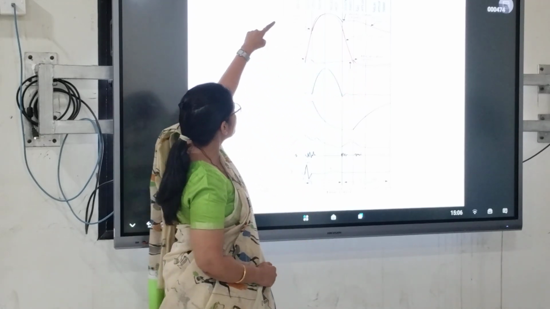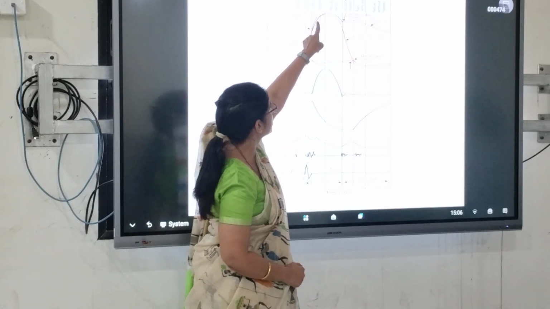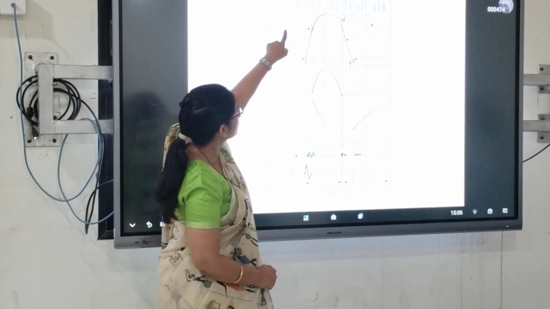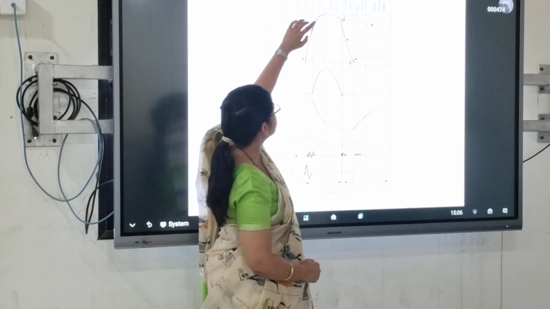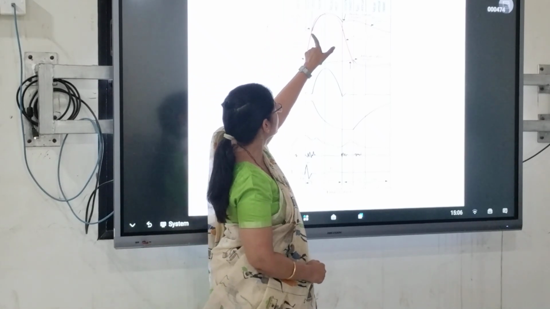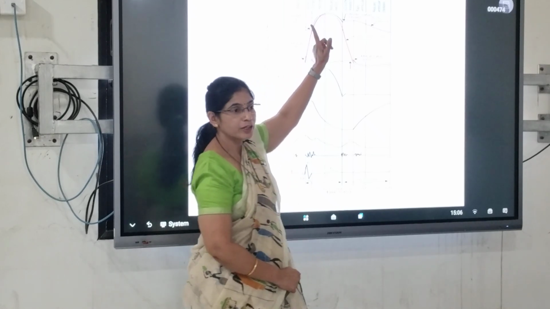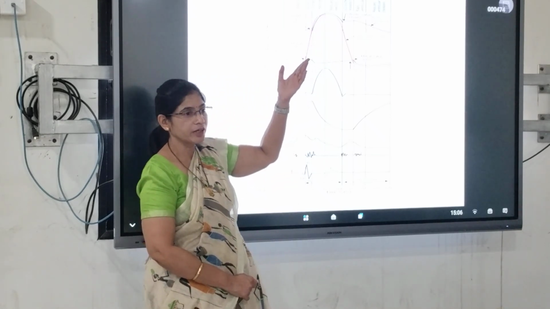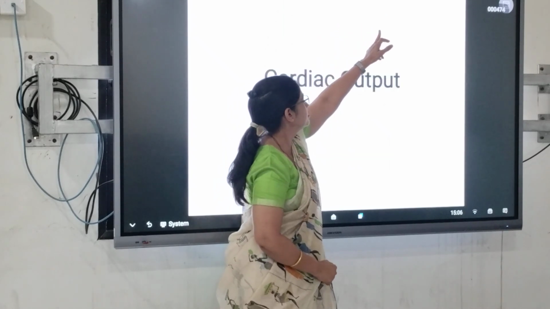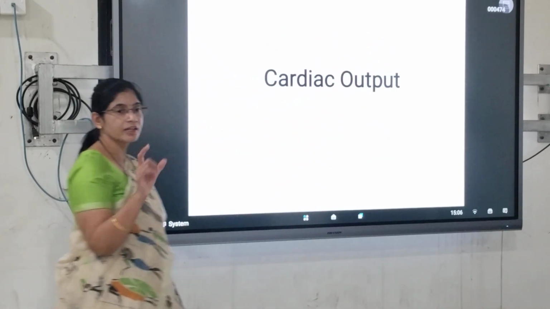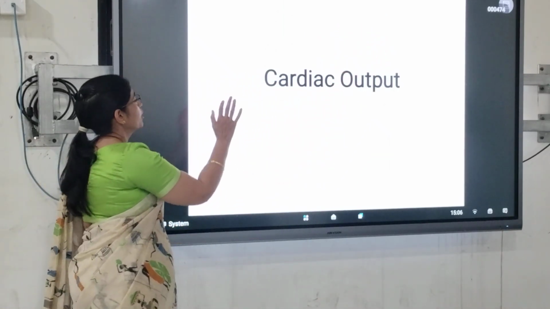Yes. This upper line is the aortic pressure changes. Normally the pressure in the aorta is 80. During ventricular contraction it will cross the ventricular pressure, more than 120 mm Hg, and then it will come back to the range of 80 mm Hg.